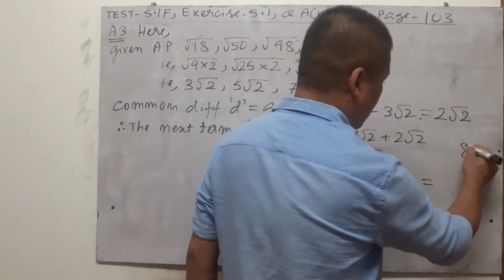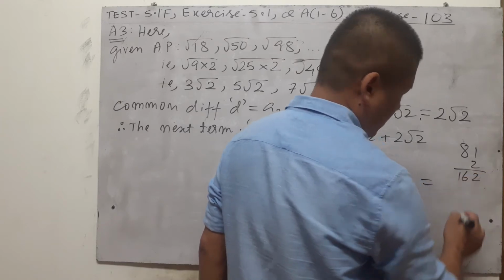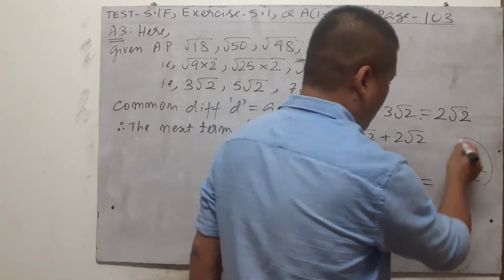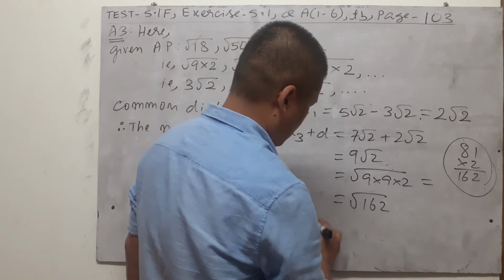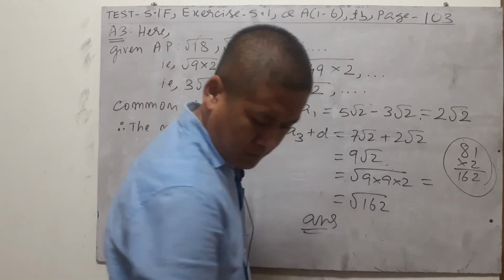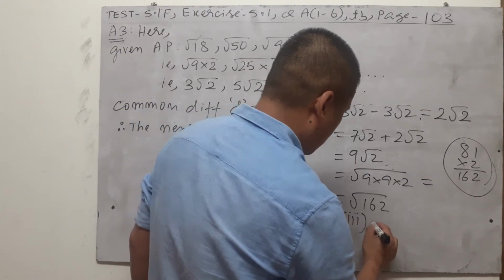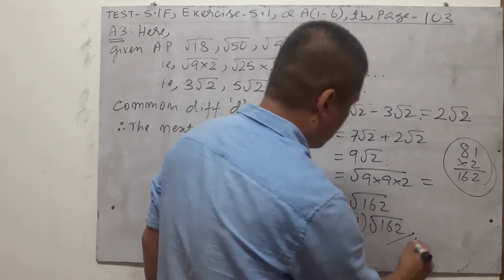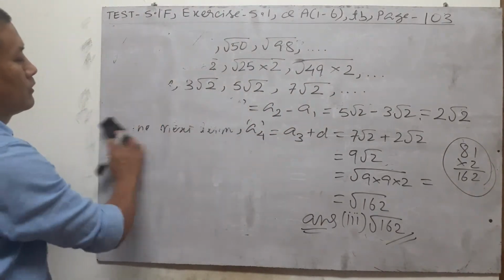9 9s are 81, into 2 is 162. So this will be root over 162, and the answer choice that matches root 162 is the third one, root over 162. I hope you're getting it right. So now the fourth, A4.